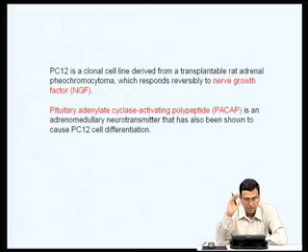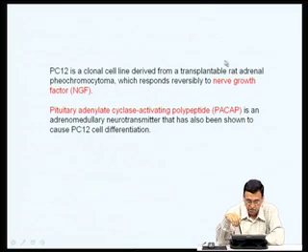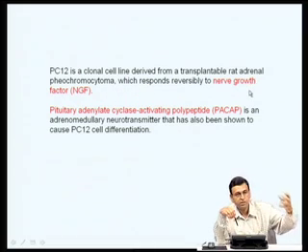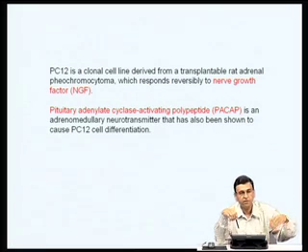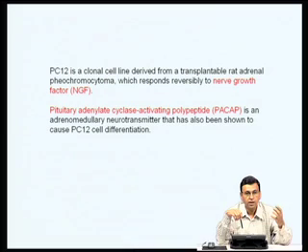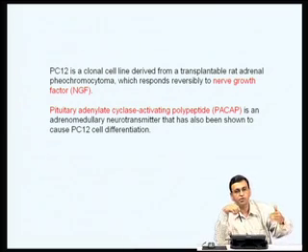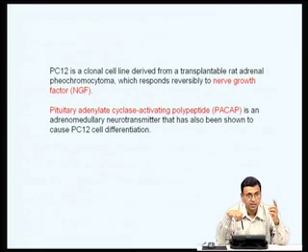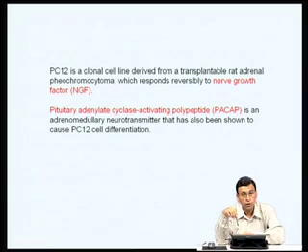For example, PC12 is a pheochromocytoma cell line, which is a clonal cell line derived from a neuronal cell line, and this is derived from the transplantable rat adrenal pheochromocytoma cells, which respond reversibly to nerve growth factor. So, if we take PC12 cells and treat them with nerve growth factor, they differentiate into neurons. Now, using this model system, people have demonstrated what the signaling pathways involved in this differentiation program are. How do these cells differentiate into neurons? It turns out that protein kinase C plays a very important role in this nerve growth factor mediated differentiation of PC12 cells into neuronal cells.